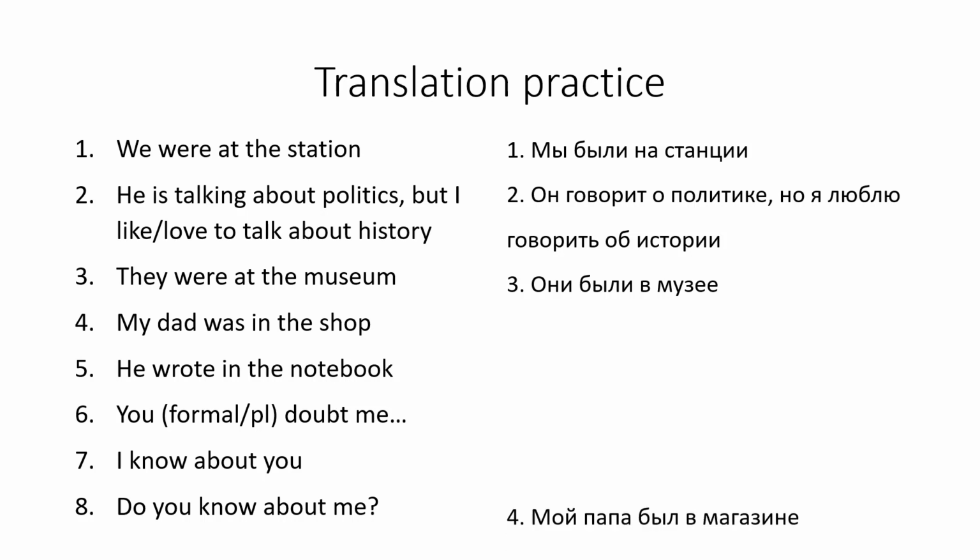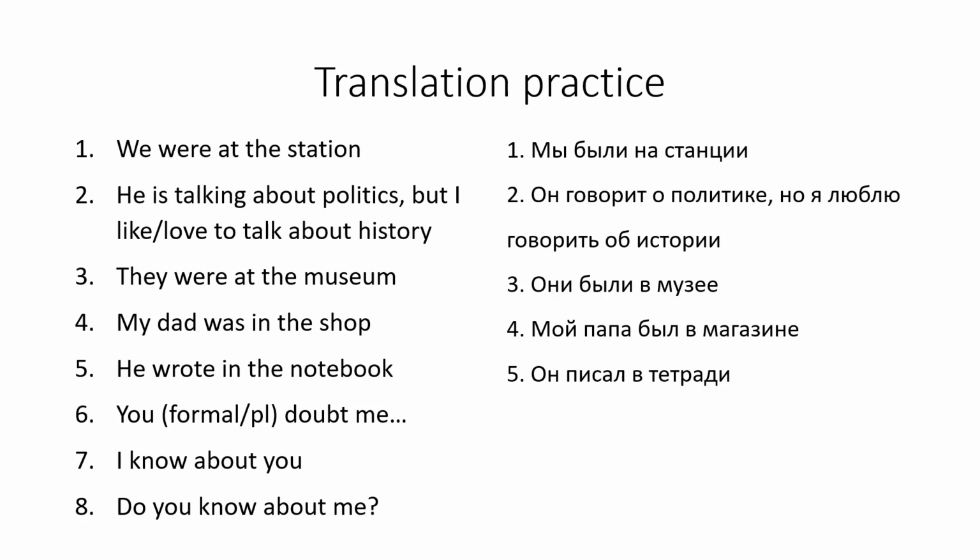Мой папа. Remember, papa is, to all of the words surrounding it, masculine, and just intrinsically it declines as a feminine. So мой, masculine, мой папа, and then был, he was, в магазине. Мой папа был в магазине. My dad was in the shop. He wrote in the notebook. Он писал в тетради. Тетради.